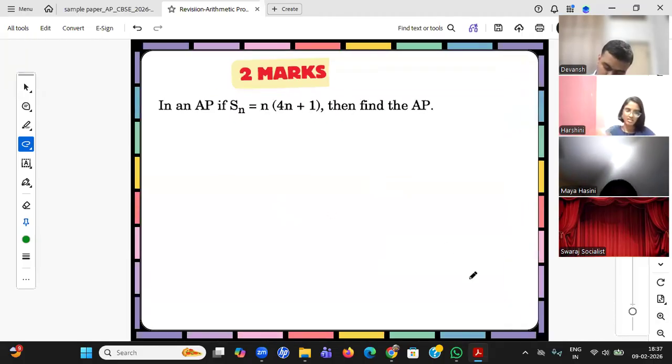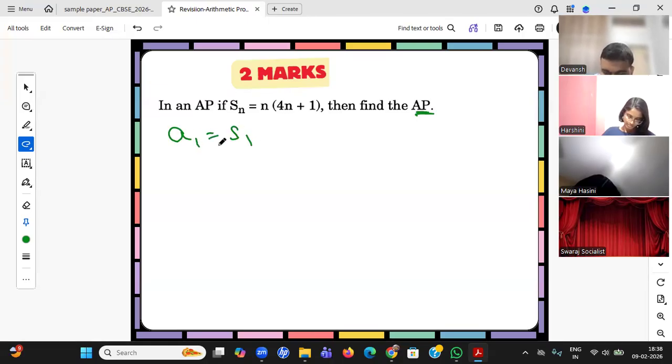This one you do, student. In an AP, if Sn is given, the sum of all the terms is given, he is asking to find the sequence. Arithmetic progression means sequence. You can use the same formula. Just now we have done it. A1 is S1, you will get the first term. A2 is nothing but S2 minus S1, you will get the second term. Only two terms are enough to form the sequence.